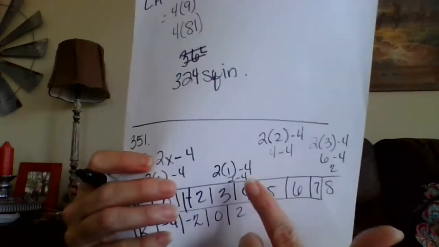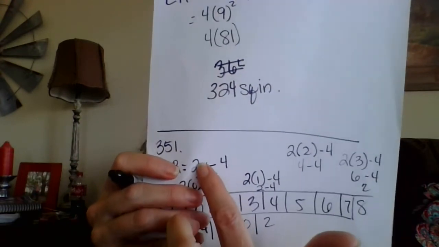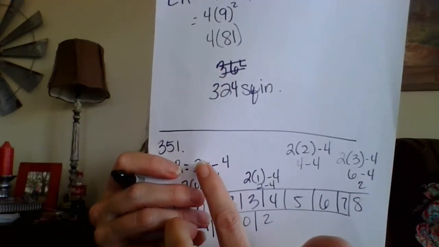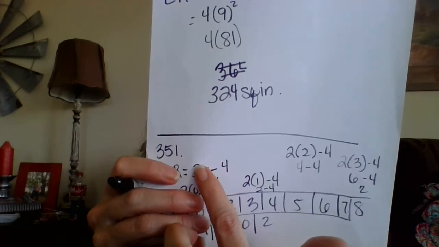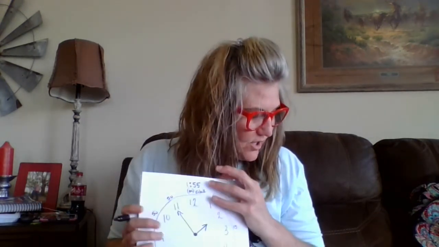Do you see? Now I'm going to plug this 4 in where x is. So it's going to be 2 times 4, which is 8. 8 minus 4 is going to give you 4. Okay? That's how you work that.